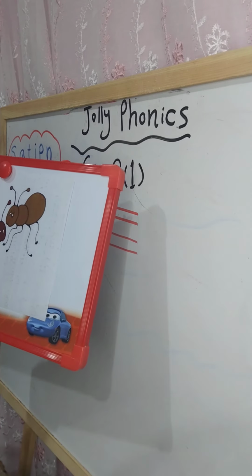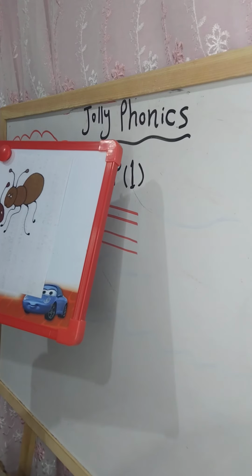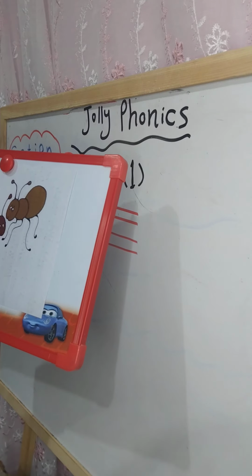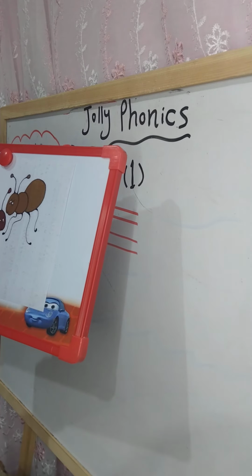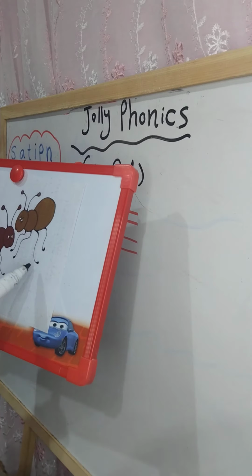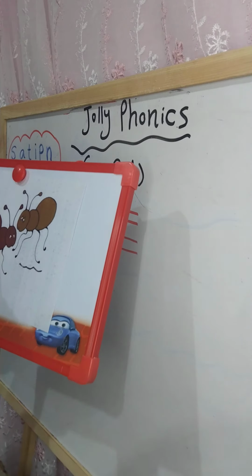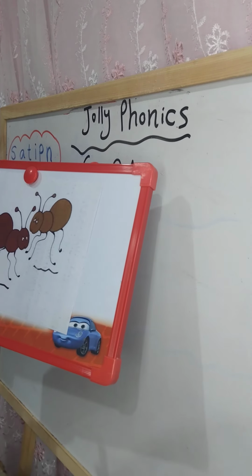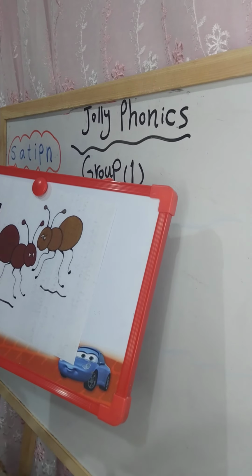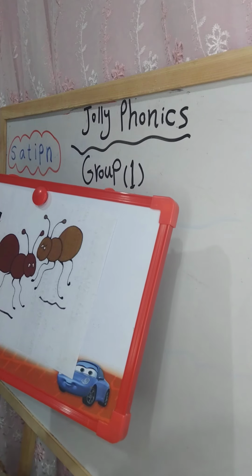What can you see? Ants. Yes, excellent. Ant. Yes, this is an ant. Another ant. So we can see ants. Yes, look at this girl. The ants are on her arm.